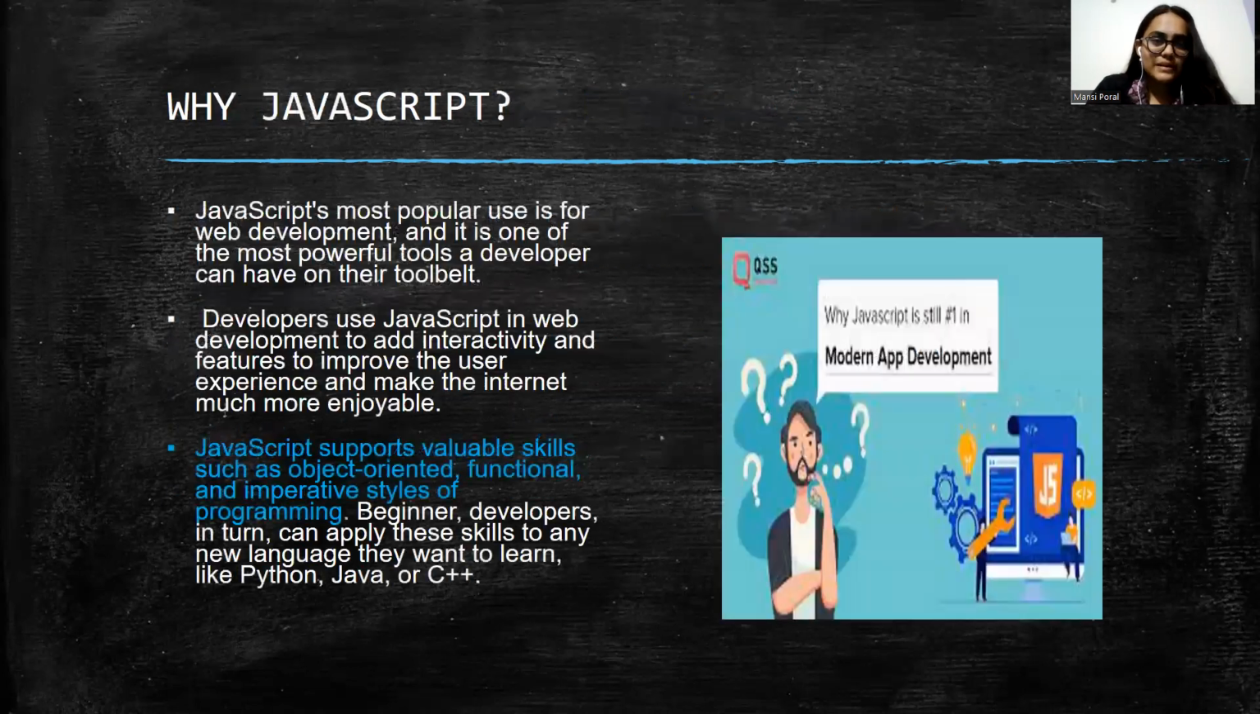So why do we use JavaScript? JavaScript has most popular use in web development, and it is one of the most powerful tools a developer can have in his tool belt. Developers use JavaScript in web development to add interactive features to improve the user experience and to make the internet much more enjoyable. JavaScript supports valuable skills such as object-oriented, functional, and imperative styles of programming. Beginners as well as developers can in turn apply these skills to learn any new language they want to, like Python, Java, and C++.